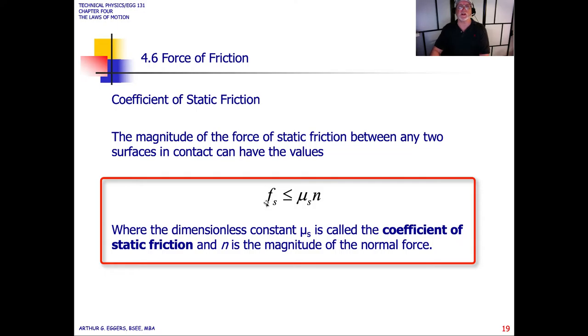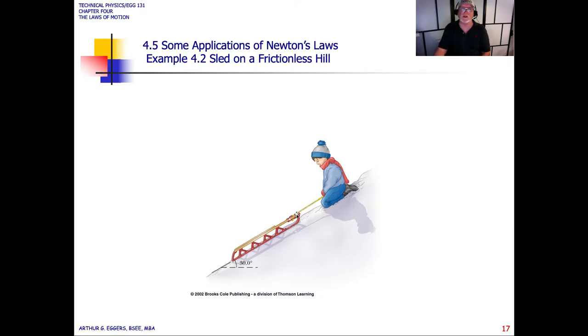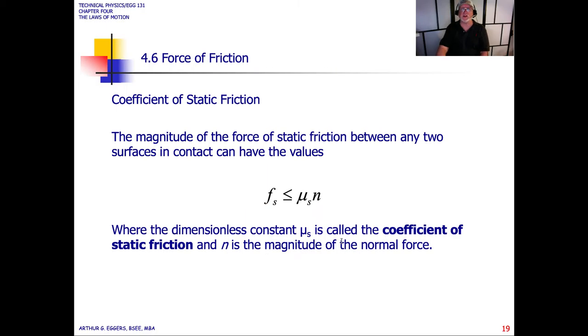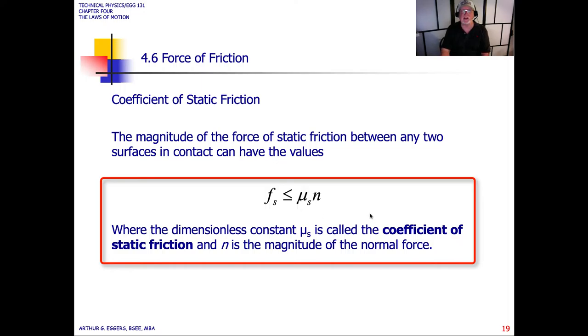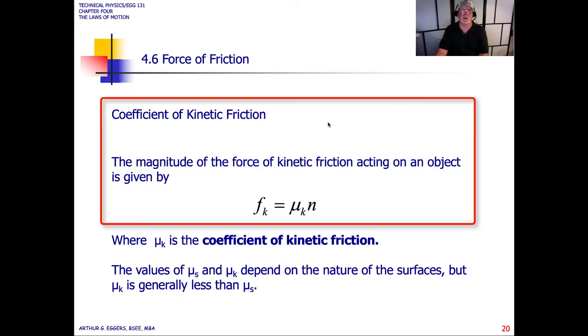So the static friction is actually a force component, and it is comprised of how hard it is for an object to maintain its position. If the rope wasn't here and the child wasn't holding it, and this thing were just sitting there on the incline, the static friction, or the coefficient of friction in this case, is holding it in place. So we're looking at all of the static friction that's making this thing stay in equilibrium. On the other side of that, there's something called the coefficient of kinetic friction, which is the magnitude of the force of kinetic friction acting on an object.